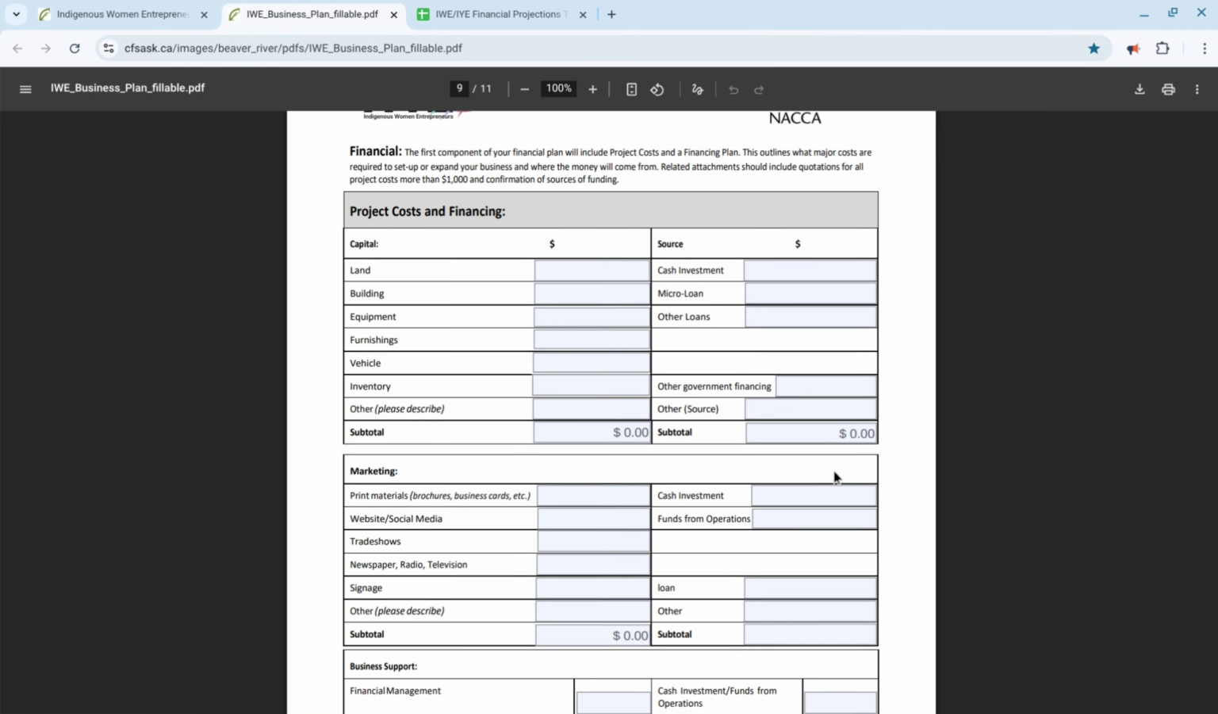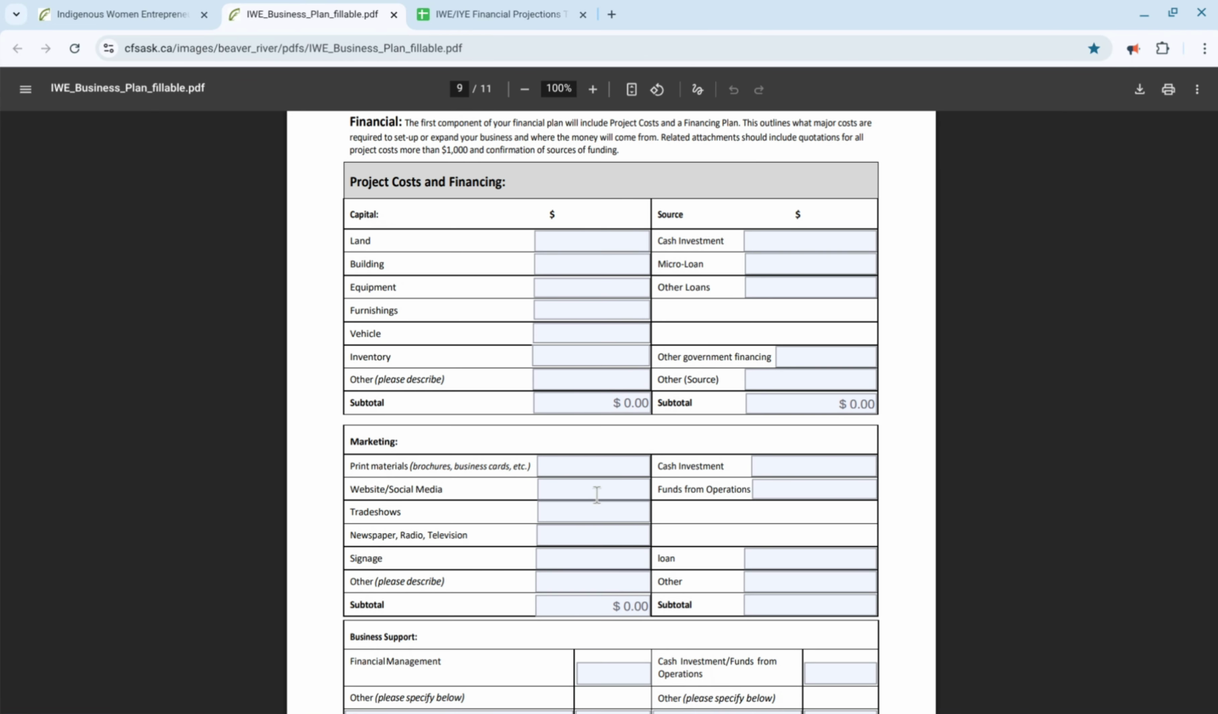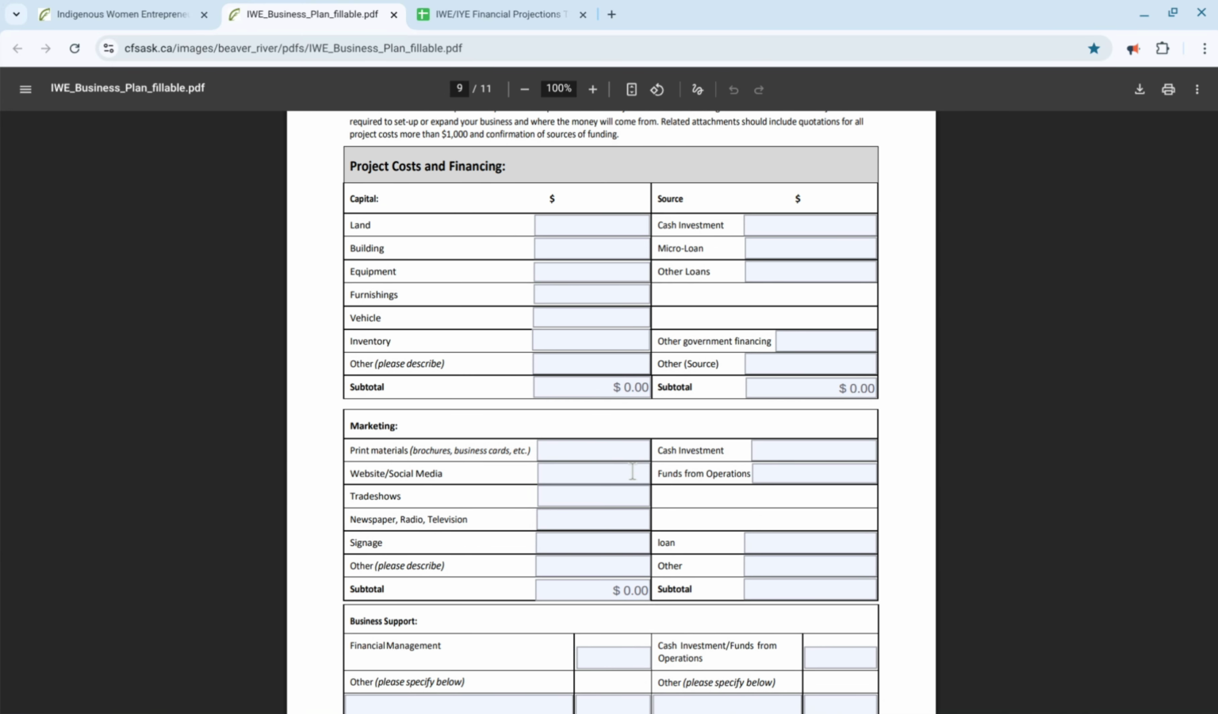Now scrolling down here to the next section, marketing. So the same thing, are you purchasing some print materials like business cards or flyers or brochures? What is the anticipated cost going to be for this startup or this project? Are you getting someone to build a website for you? Are you paying for some social media advertising?